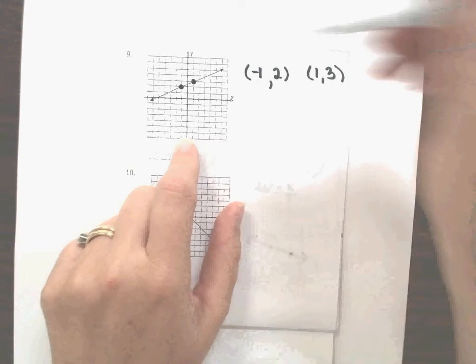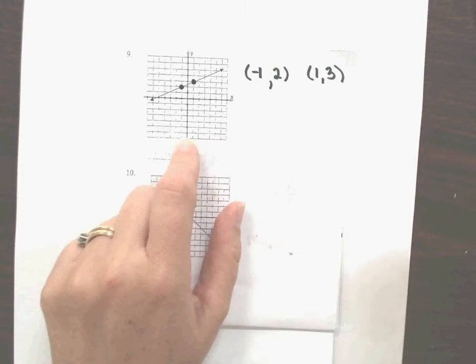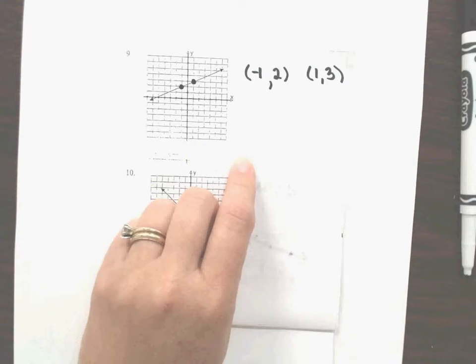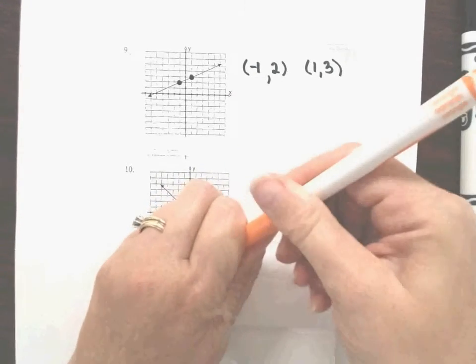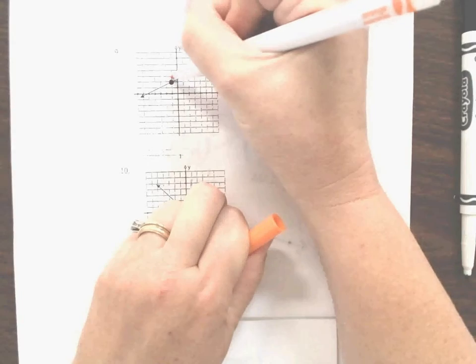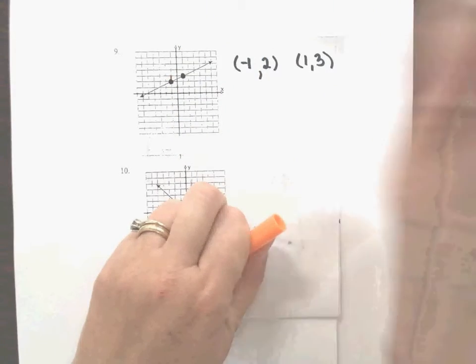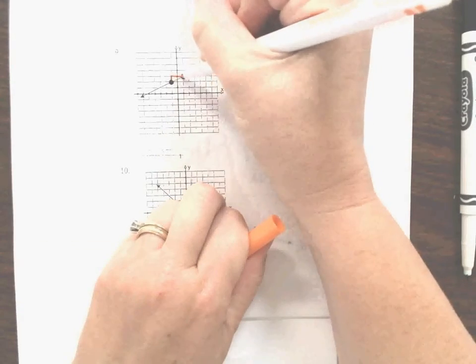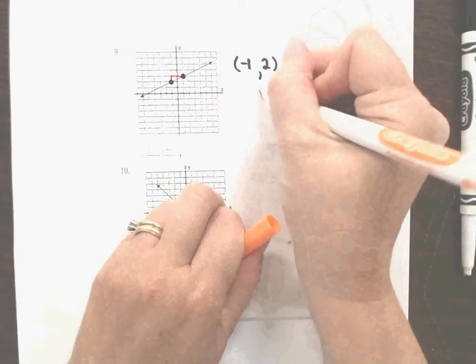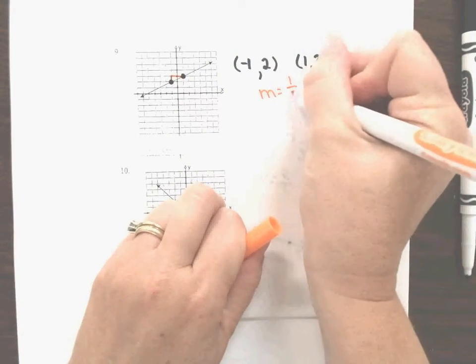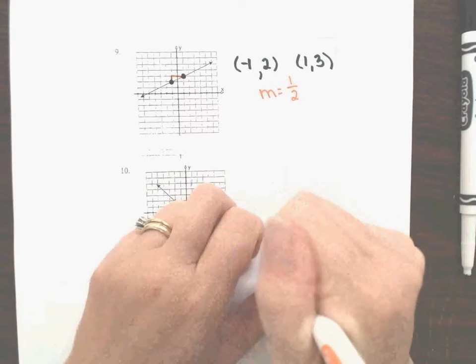Now, you can use the slope formula to write that, or you can count it. It always amazes me when people do more work, because the slope formula would be more work. You should be able to count. How many did I go up? 1. And how many did I go over? 2. So your slope is 1/2.